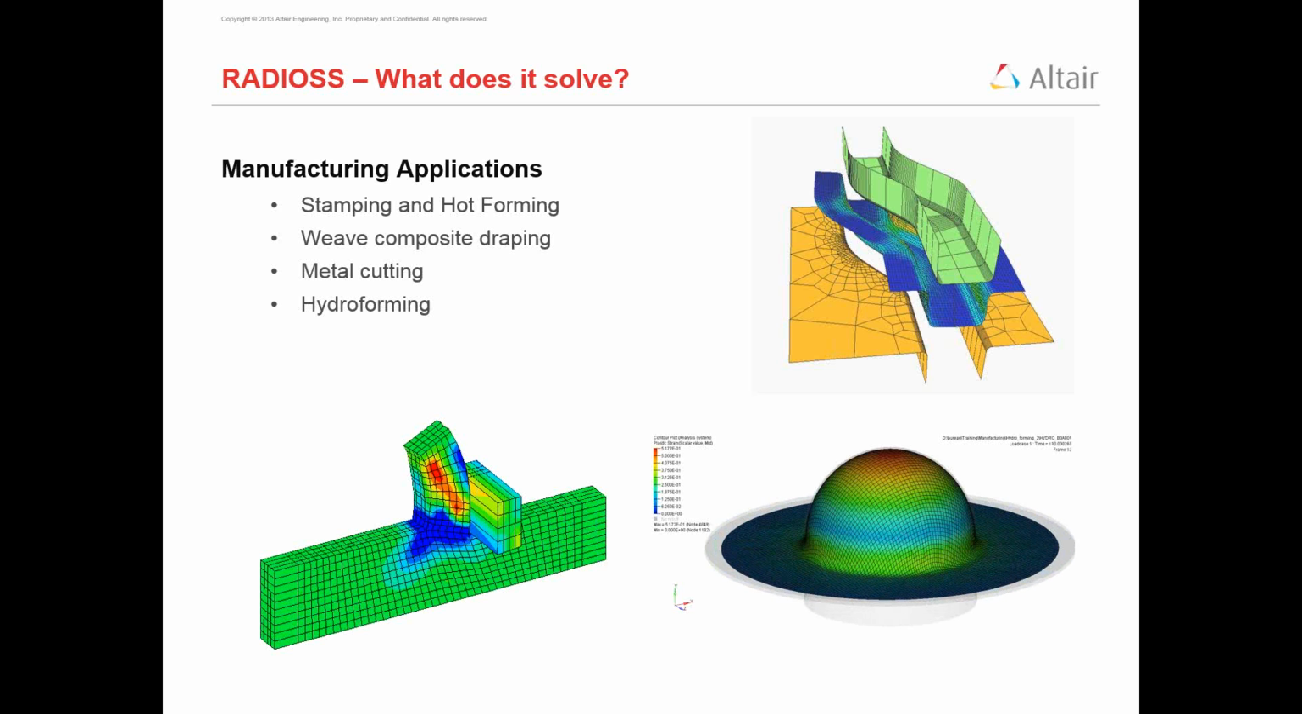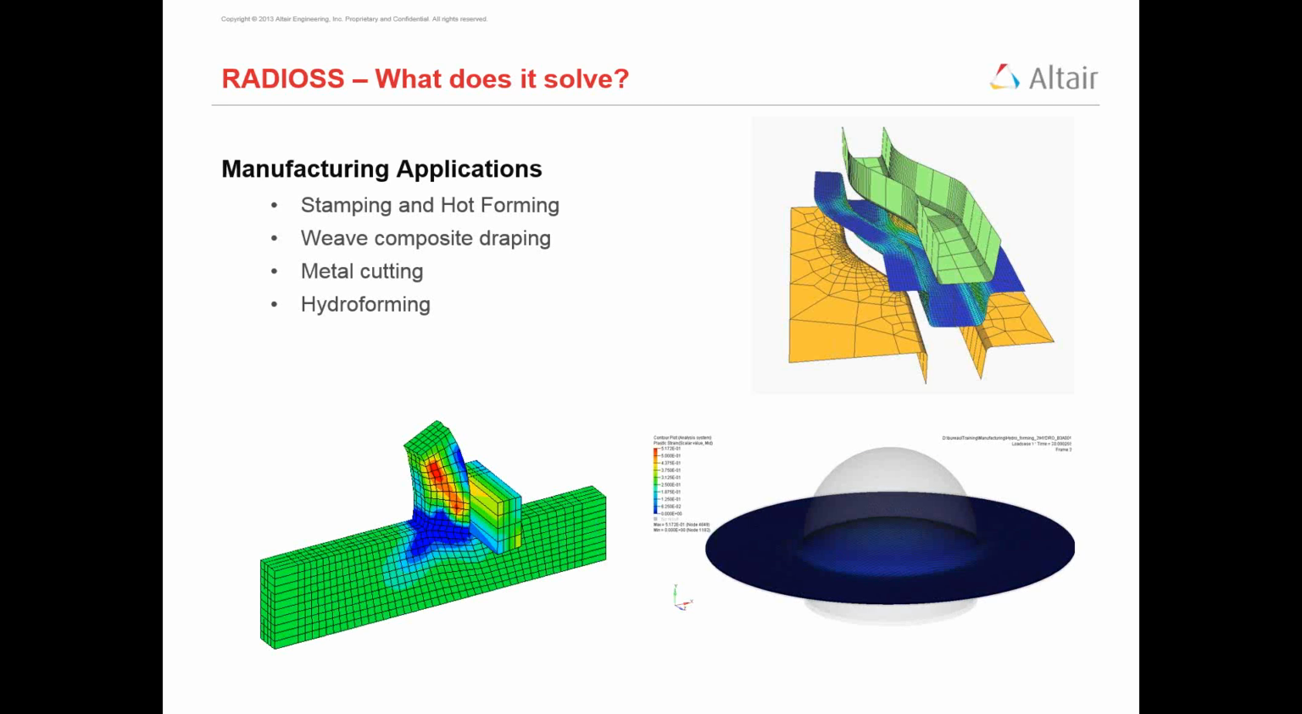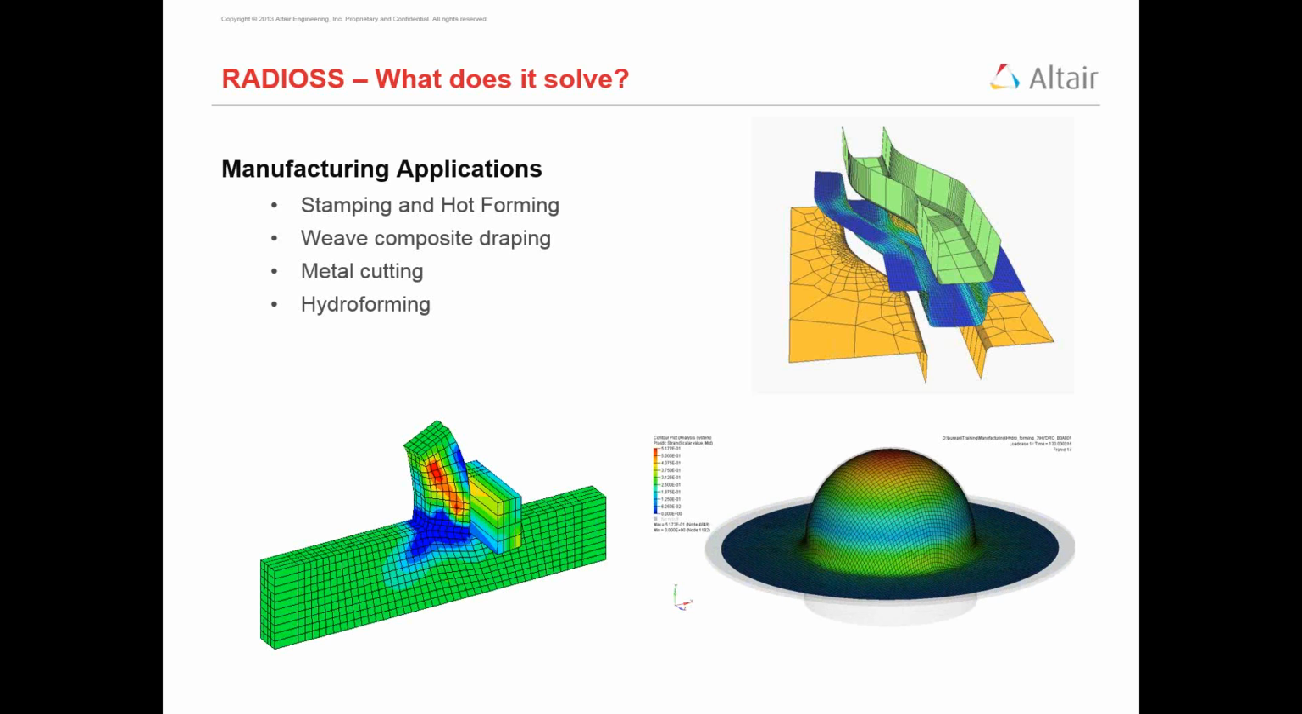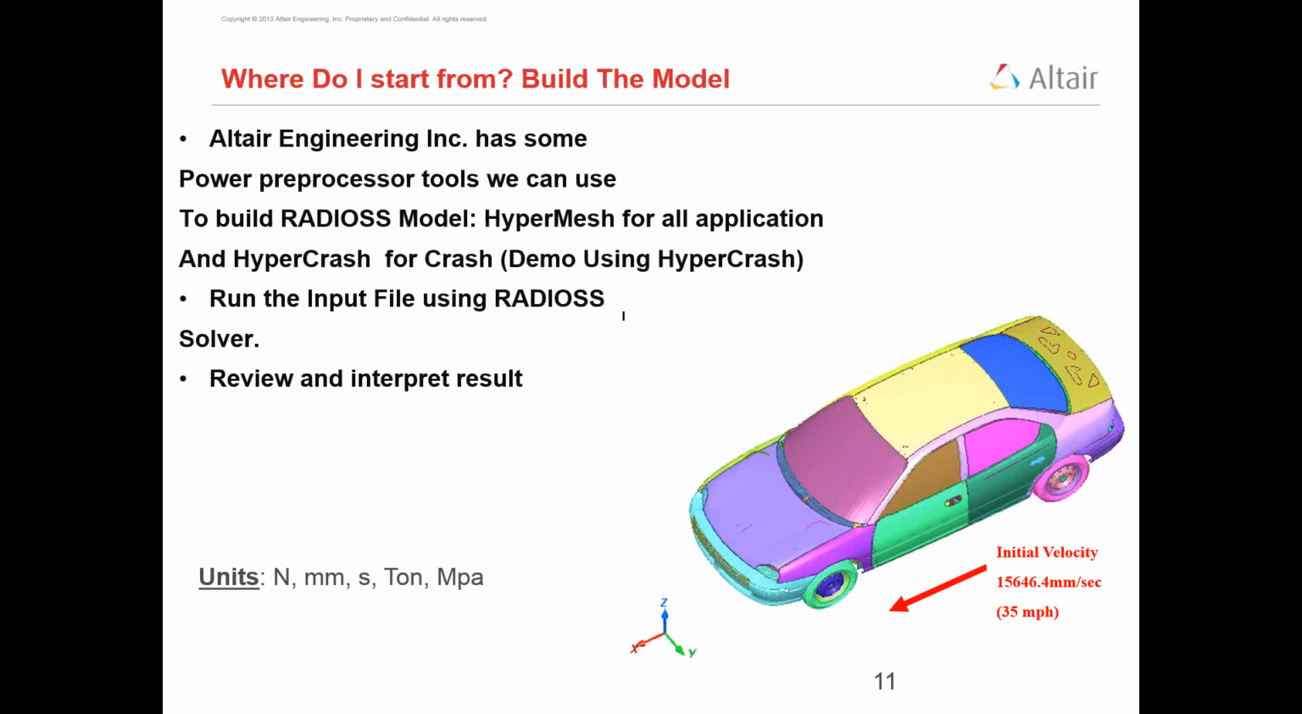The intent of today's webinar is to put together how we set up a simple model using RADIOSS, set up an analysis, and then look at the result and interpret it. But before that, we wanted to give you an overview of the different areas of industry where RADIOSS can be used. So today, we wanted to set up a simple model. Here we took a NEOM model, a public domain model, and we want to run this model at about 35 miles per hour. So what we want to do is show how to set up this model in RADIOSS.